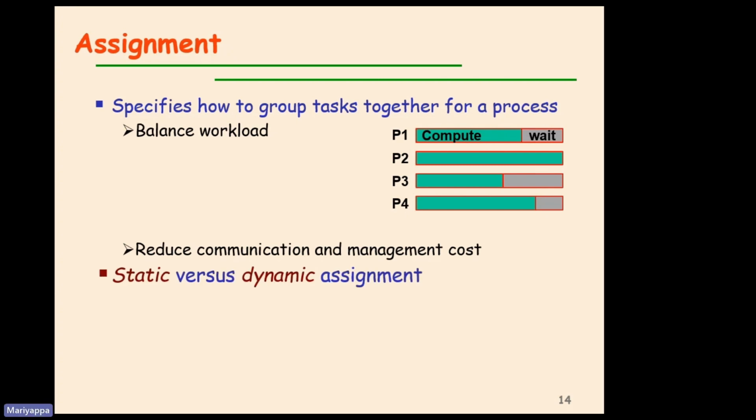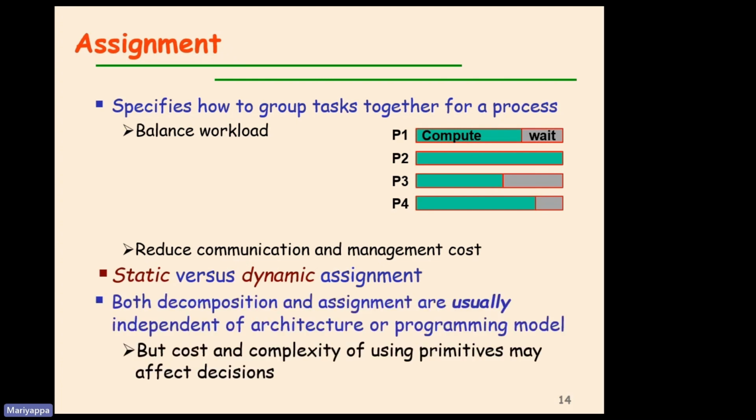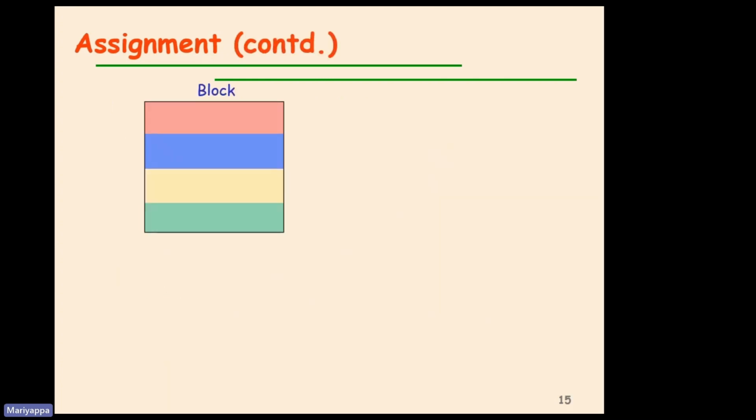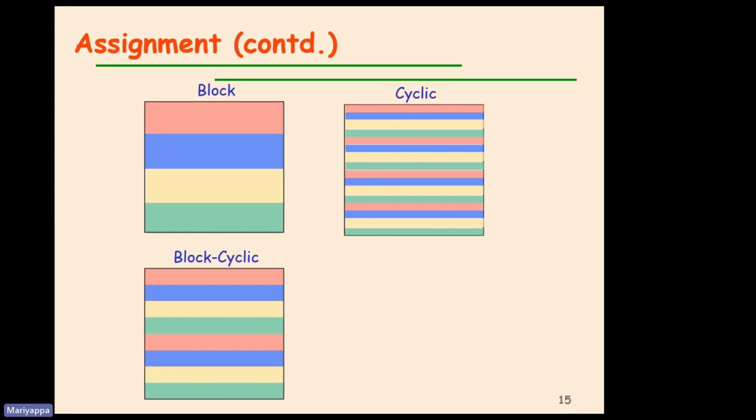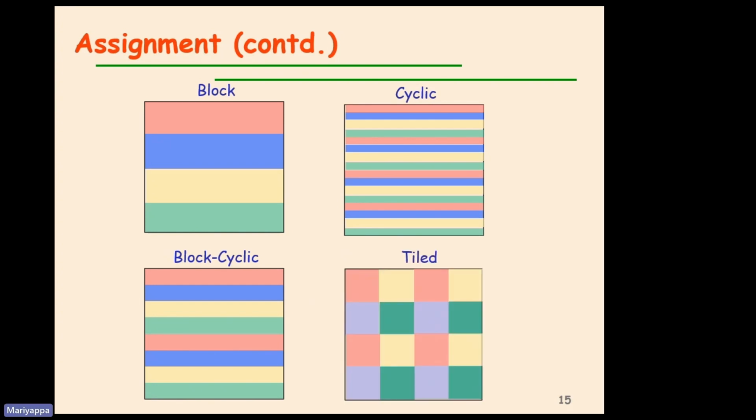Again, static versus dynamic assignments, we talked about it. These are different ways of doing this assignment and grouping: I can have blocks of rows grouped together, or individual rows assigned to different processes, or what is called block cyclic, where I have blocks of rows, again blocks of rows, again blocks of rows. Or I can do any possible mapping.